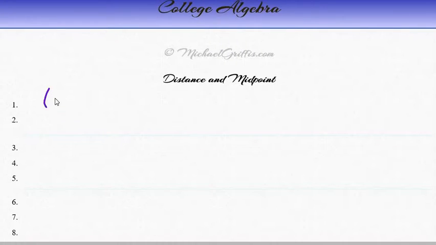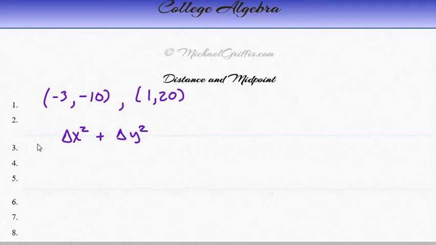So the points are going to be -3, -10, and 1, 20. Okay, so we want to find the distance between these 2 points. So we're not going to plot them this time. All right, so what is it again? It's the change in x squared plus the change in y squared, and the whole thing is square rooted.